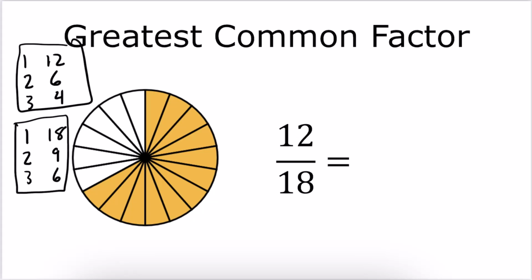And when we look at the factors of these two numbers, the biggest one that they have in common is the number 6, and that's the number that's the most efficient to divide by. You can divide by any of their common factors, like 2 or 3, or technically even 1, but that wouldn't really help you reduce it at all. So you can always divide by any of the factors they have in common, but if you divide by the greatest common factor, that will be the most efficient.